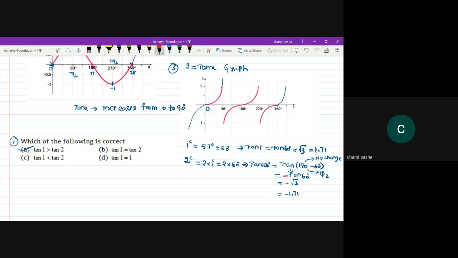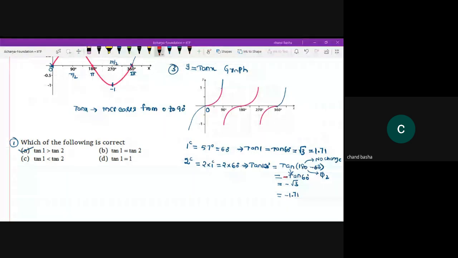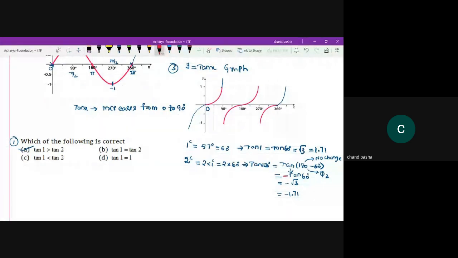So out of these two, which one is correct? Option 1 is correct. Sir, but 180 minus 60 is 120. No, we have written 60. No, that 120 I can write as 180 minus 60. You should not confuse yourself, guys. To make it the simplest form, I don't know 120, so 120 I can write as 180 minus 60.